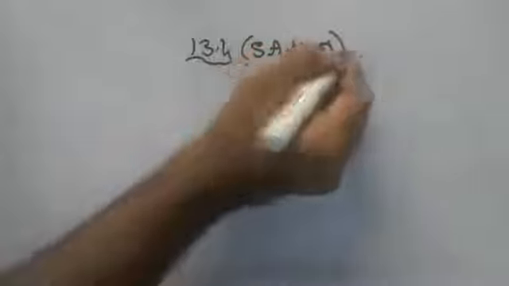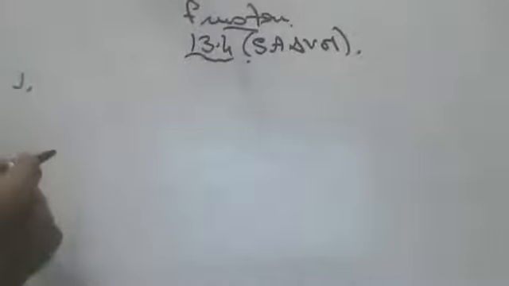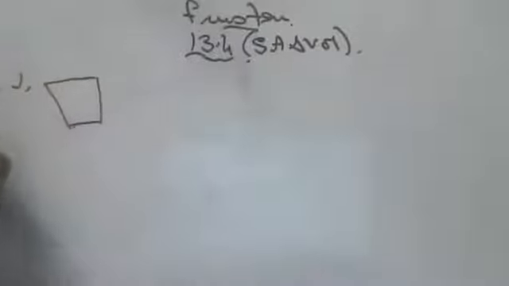13.4 surface areas and volumes. Okay, frustum sums. We'll do frustum sums now. So, first sum. The drinking glass is in the shape of a frustum. Compulsory, you have to draw a figure. For every sum you have to draw a figure.